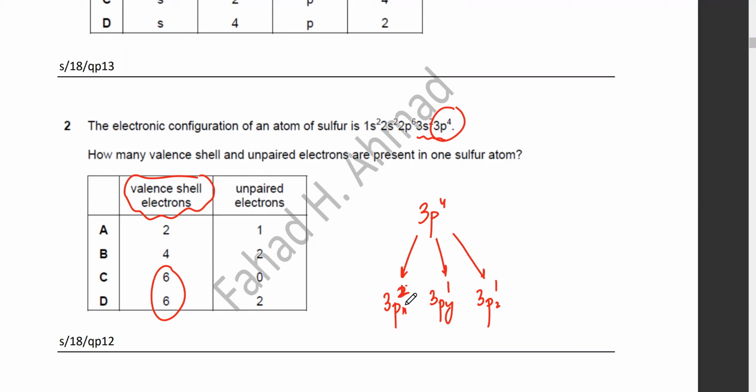So there would be 2 in this one and 1 each. Remember, subshells are always filled singly first. So how many unpaired? This one is paired, and I told you about spin pairing, the opposing magnetic fields. Electrons in a single orbital are always paired, whereas this one and this one would be unpaired, with only 1 electron in each. So the total number of unpaired electrons is going to be 2. The 3py and the 3pz are unpaired. So the answer is going to be D.